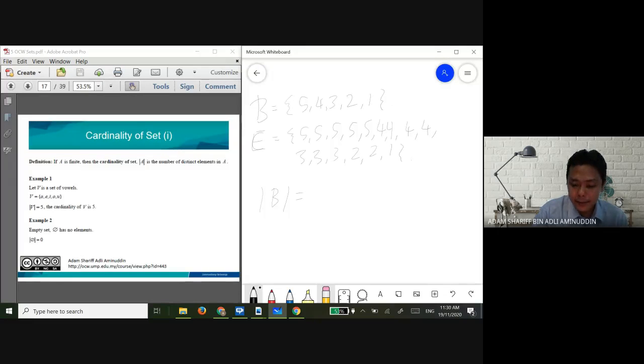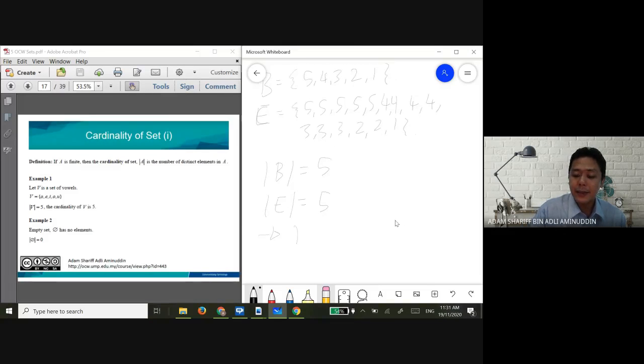It is just the number of distinct elements. Distinct, berbeza, a different element of B. So B contains 5 elements, and E also 5. You count the repeated element as one time only. And apparently for this case, ada juga yang saya boleh nampak kat sini: B equals E.